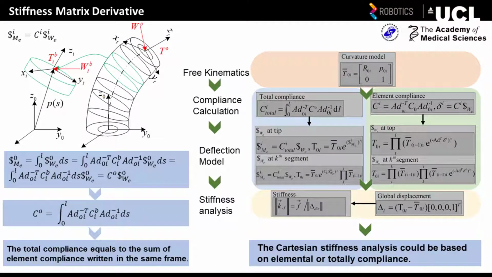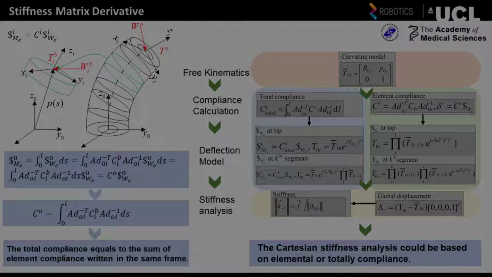As long as the forward kinematics have been derived, the relationship between element compliance and the global total compliance could be established. As shown in the left side figure, the element compliance can be transformed from the body frame to the global frame by a predefined adjoint matrix. The continuum robot is regarded as the combination of finite serially connected elements. Then the total compliance equals the sum of all the element compliances written in the global or body frame. Once the general 6x6 stiffness matrix is obtained, the deflection model can be used for further stiffness analysis.